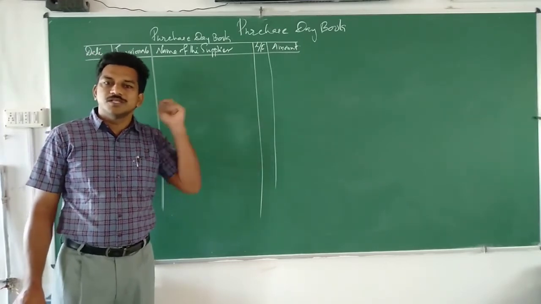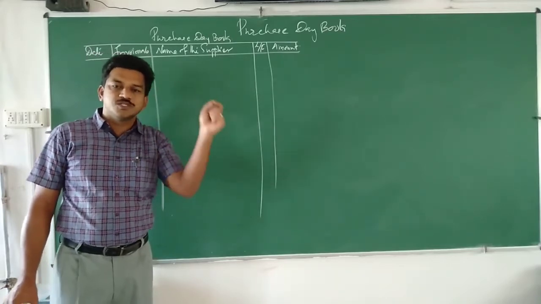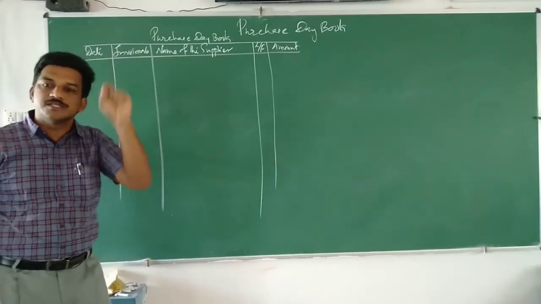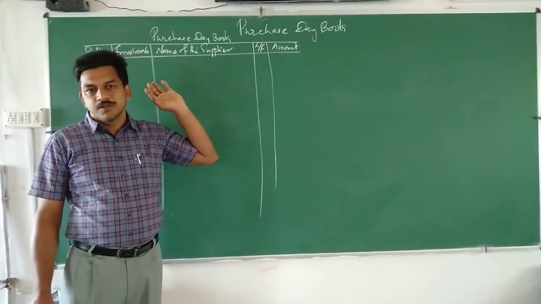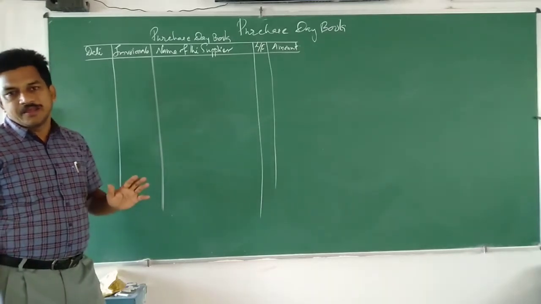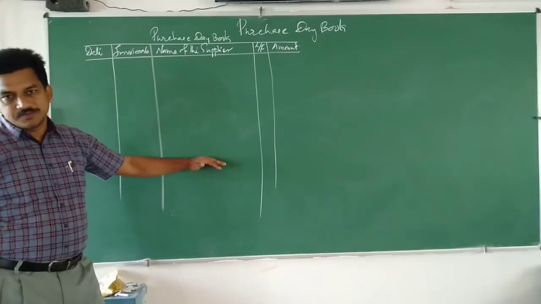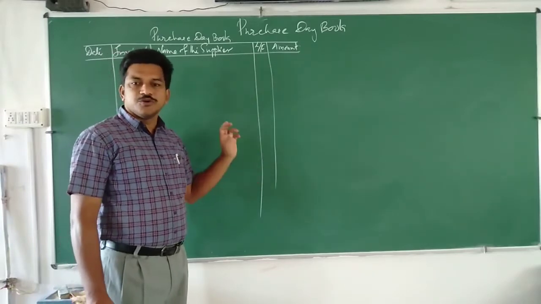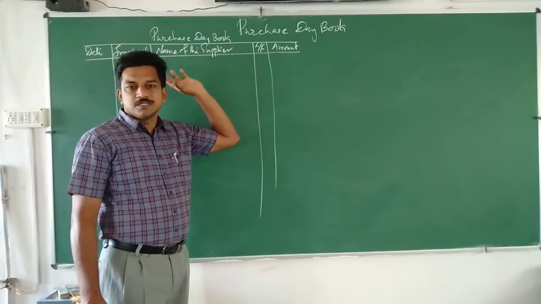That means invoice is a statement which says that this much quantity of goods of this much price each is sent to you on so and so date. That statement or that document is called the invoice. Then name of the supplier. We will write the name of the supplier from whom we purchase the goods. Then ledger folio. That means in which page of the ledger his name is entered, his account is prepared.